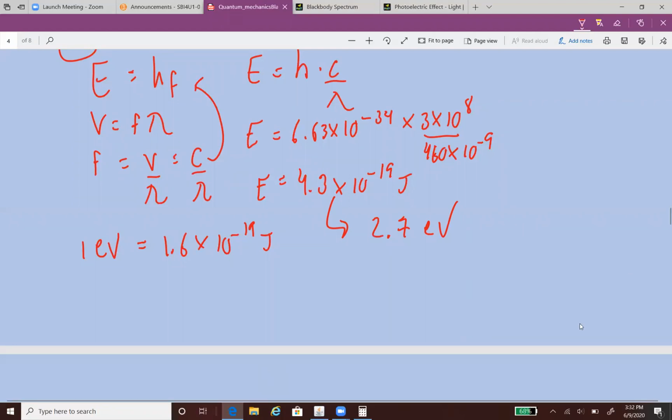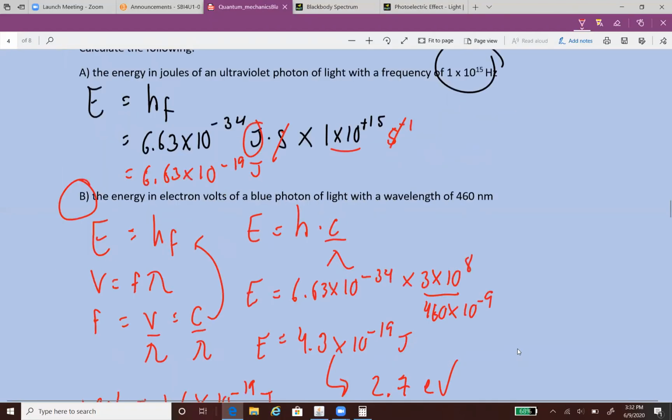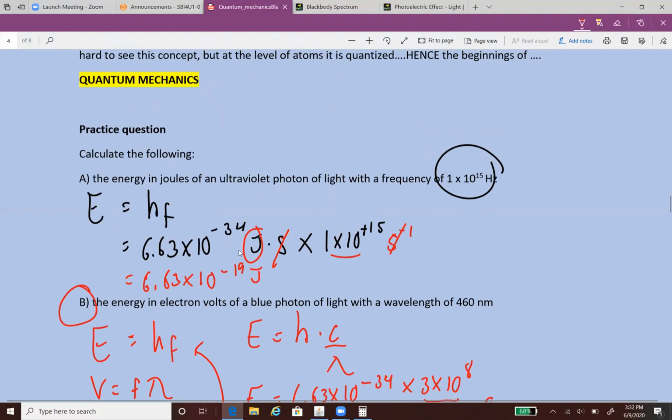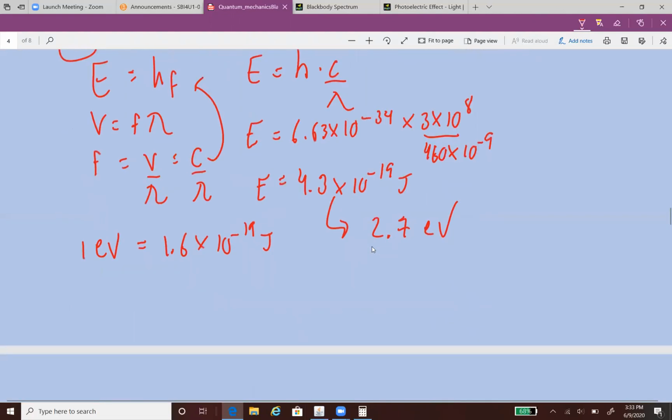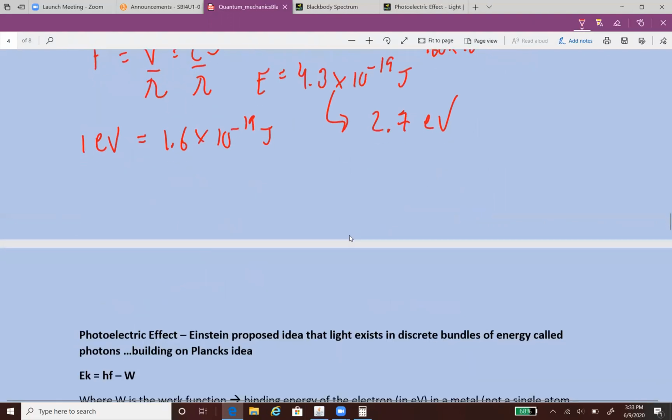Any questions about what it means to be quantized and how to use Planck's constant in determining the energy of a photon? We okay? So this is going to come up a lot. Planck's constant is a really, really important concept in this whole unit, so you're going to see it quite a bit. And calculating the energy of photons is obviously another really important topic.